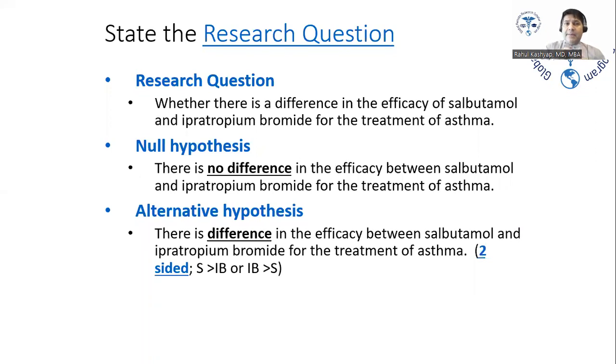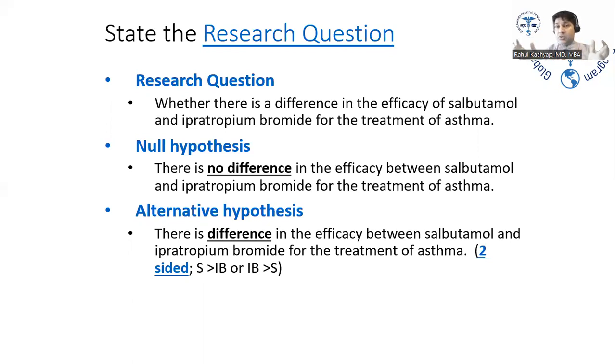To give an example from the pulmonary area, your research question could be whether there is a difference between the efficacy of salbutamol or ipratropium bromide for treatment of asthma. That's a simple question. You're looking at two different medications to see how efficacious they are. You create a null hypothesis around it, and I want you to do that mental exercise. There's no difference in the efficacy between these two. That's your null hypothesis. Your alternate hypothesis could be that there's a difference between these two.